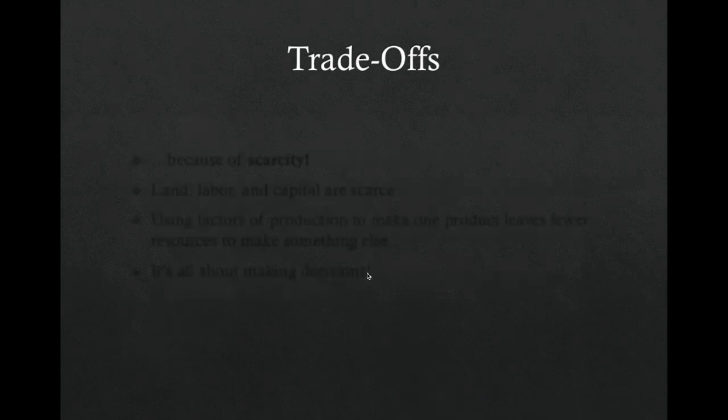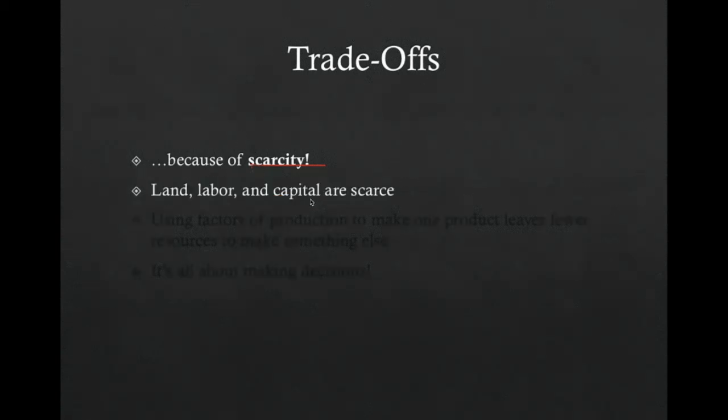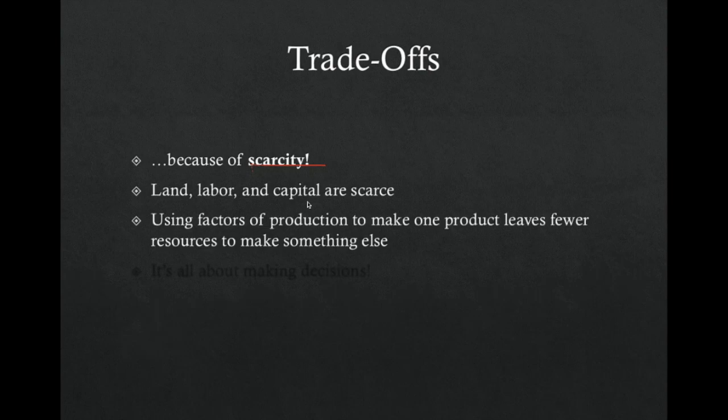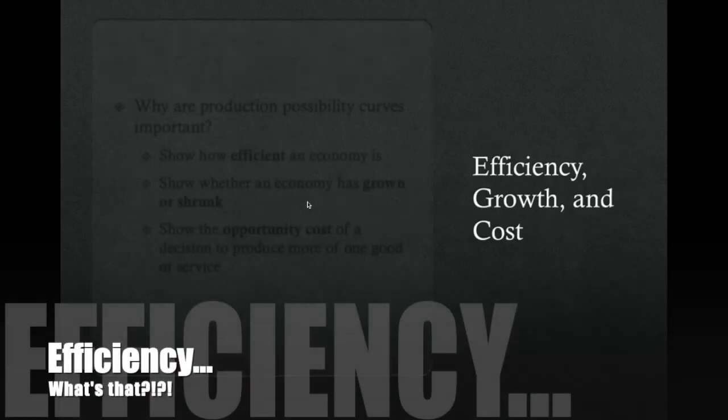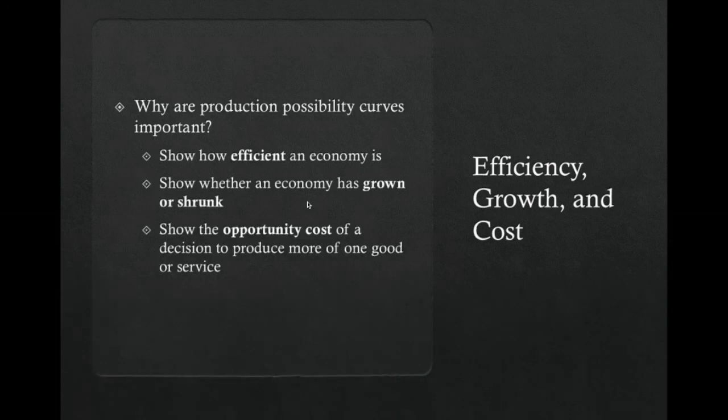So the reason this happens, of course, like I said before, scarcity. There is finite resources, land, labor, and capital for unlimited wants and needs. So we have to decide how to best use what is available to get the most out of it. So you have to make the decision. It's not always stuck that way. So there is a way for that curve to grow.